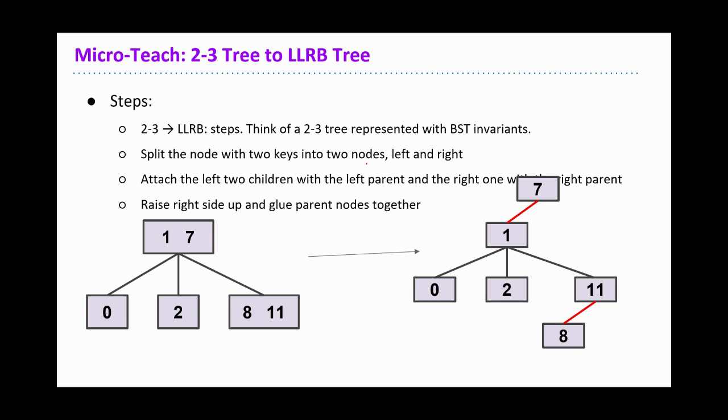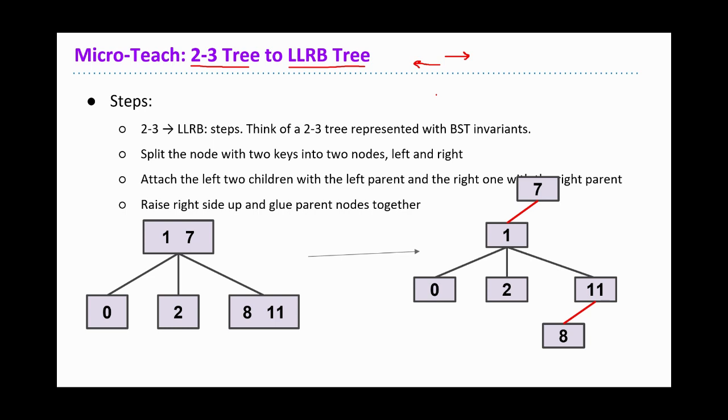All right, so next I'm going to go over the steps for how we convert from a 2-3 tree to an LLRB tree. One thing to note is to think of a 2-3 tree represented with a BST invariant. What that means is that in a BST, everything to the right must be greater than, and everything to the left of a node must be less than. And also, there can only be at most 2 children to a specific node.